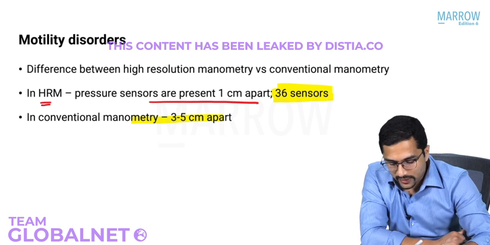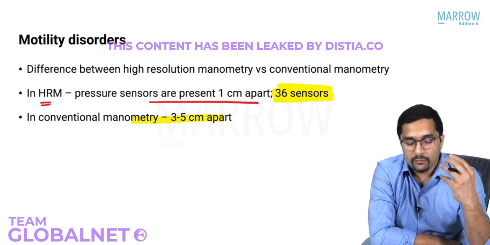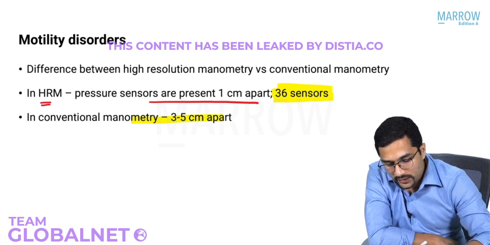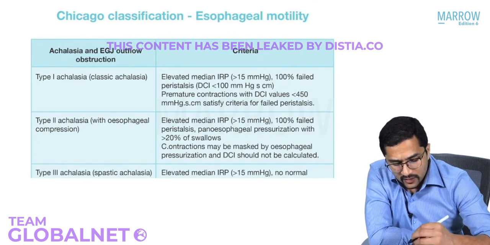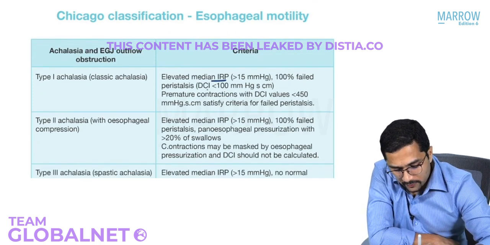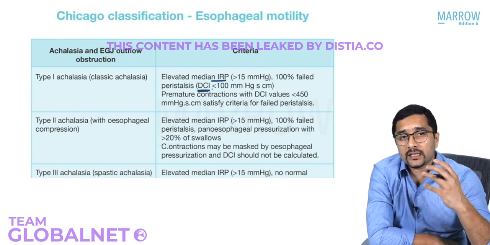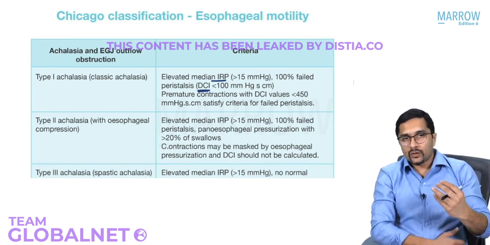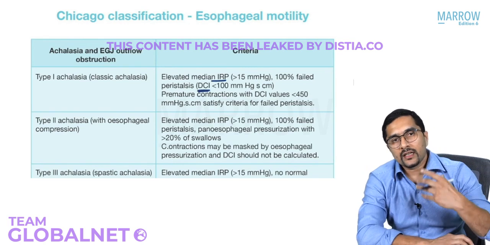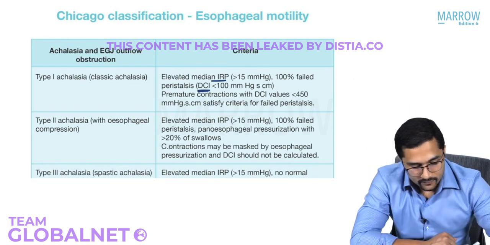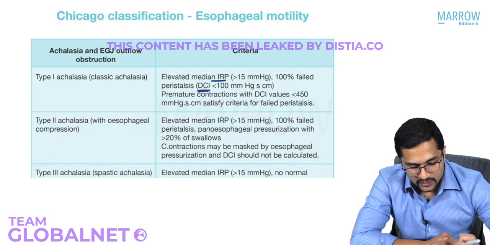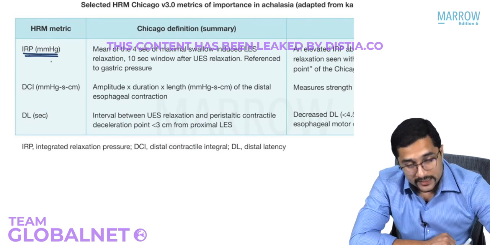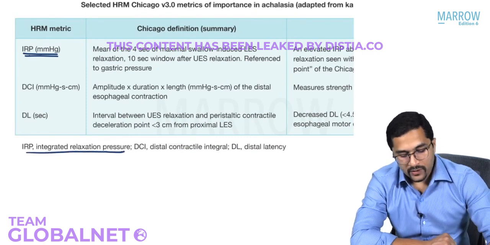The old Chicago classification used to measure the values in millimeters of mercury, whereas in the latest Chicago 3.0 classification, which we'll talk about in detail, the DCI and IRP are measured. So what are these terms? Let me first explain these terms so that when we talk about the motility disorders, the understanding is better. There are 3 metrics used in the Chicago 3.0 classification. You have IRP, which is integrated relaxation pressure.